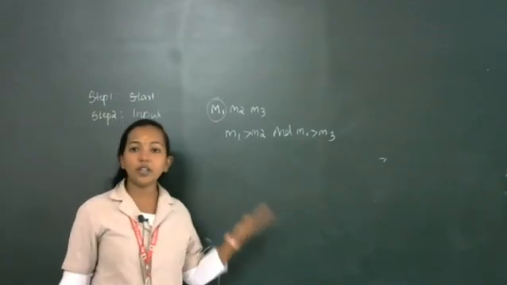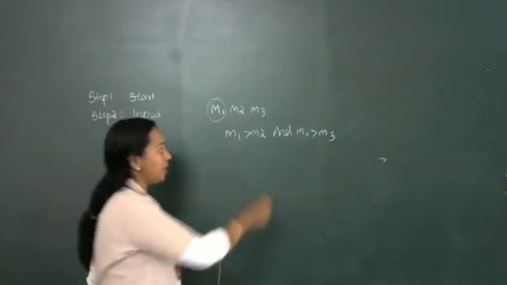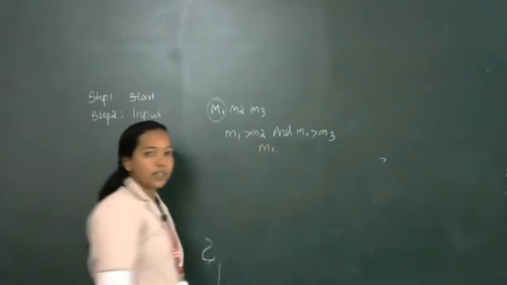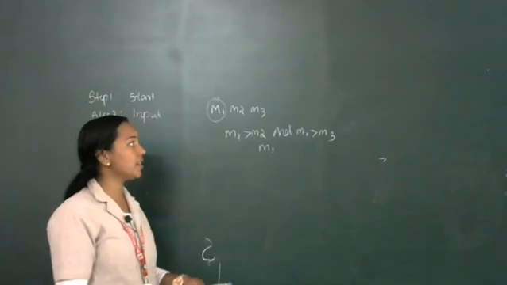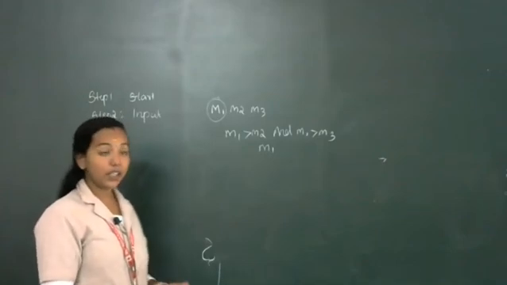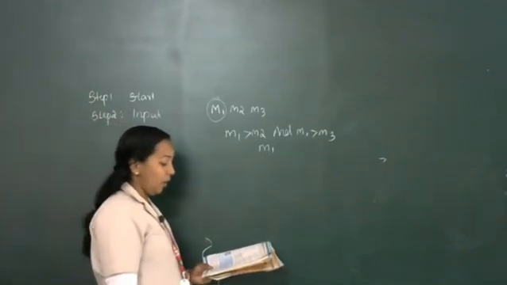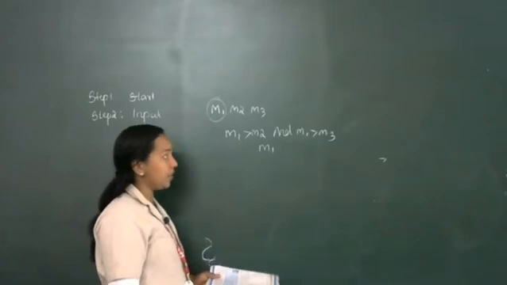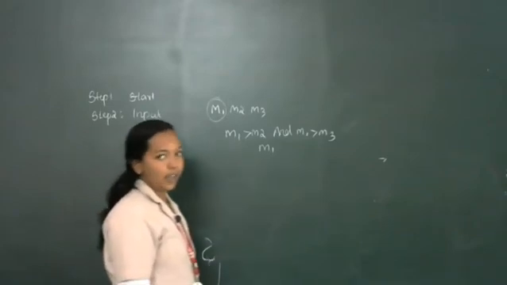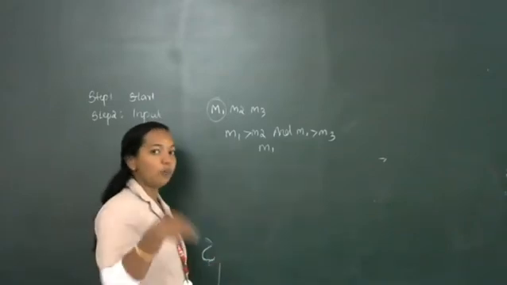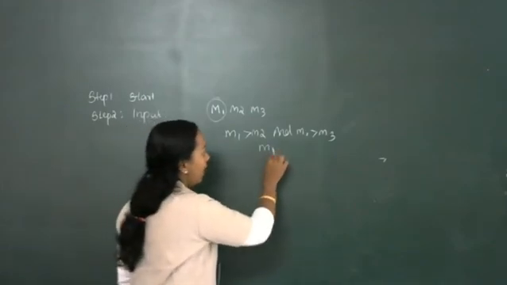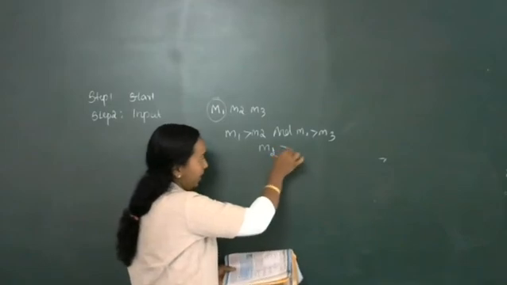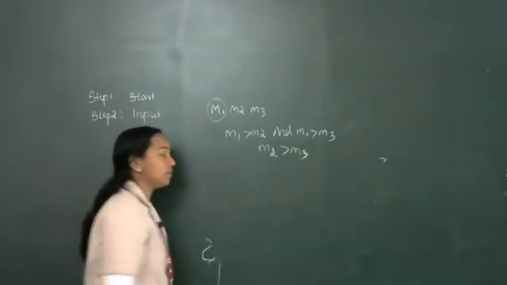If the condition is true, what will be the output? M1 is greater than the other two numbers. If the condition is false, what will be the statement? If the condition is false, that means M1 is smaller. So you don't want to compare M1 again. So we can compare M2 greater than M3.